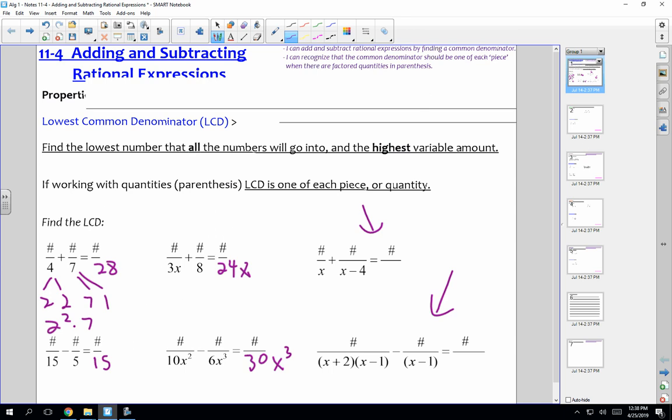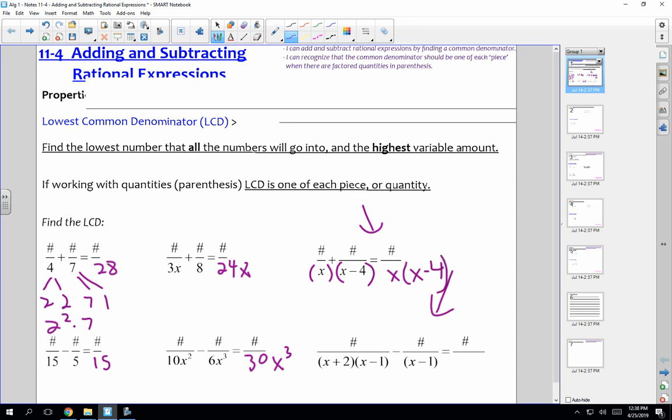Okay, coming back to the idea with working with parentheses, you could even think of parentheses as being around this and this. Because x does not divide into x minus 4, nor x minus 4 into x, nor any multiple of them, they are two separate factors. And so the LCD is actually one of each piece, or x times x minus 4 is our LCD in that case.